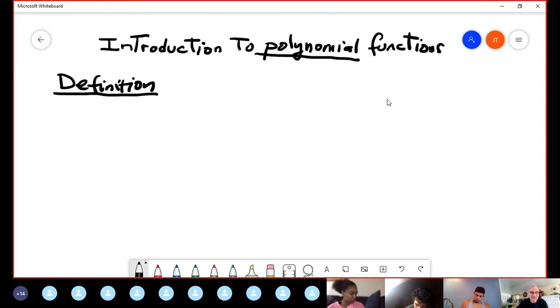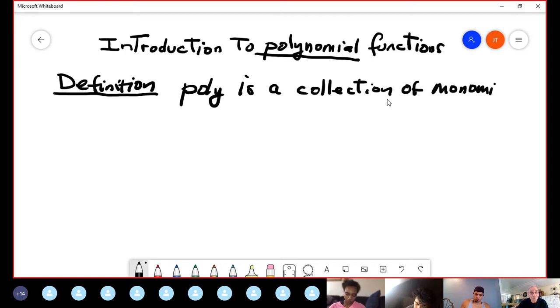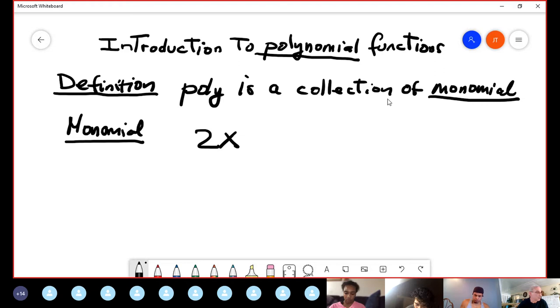A polynomial is a collection of monomials. And what is a monomial? A monomial is an algebraic expression like that. Suppose, for example, to understand monomial, suppose 2x to the second power, y to the fourth power.